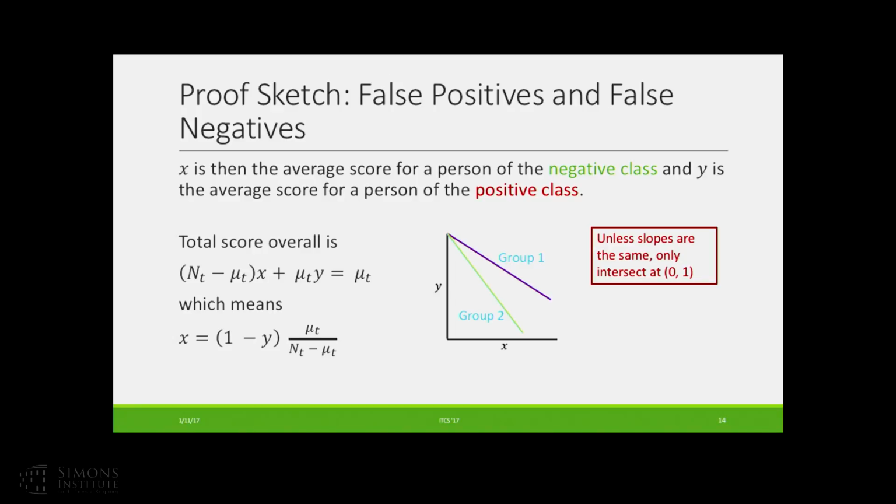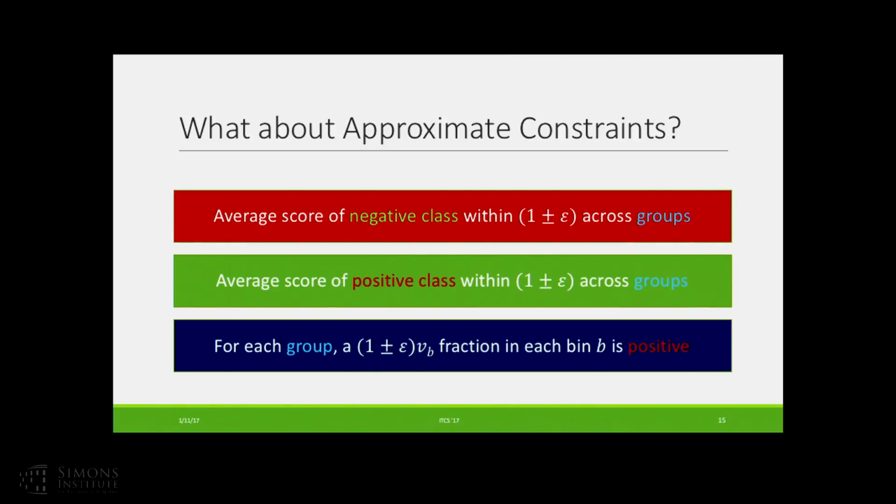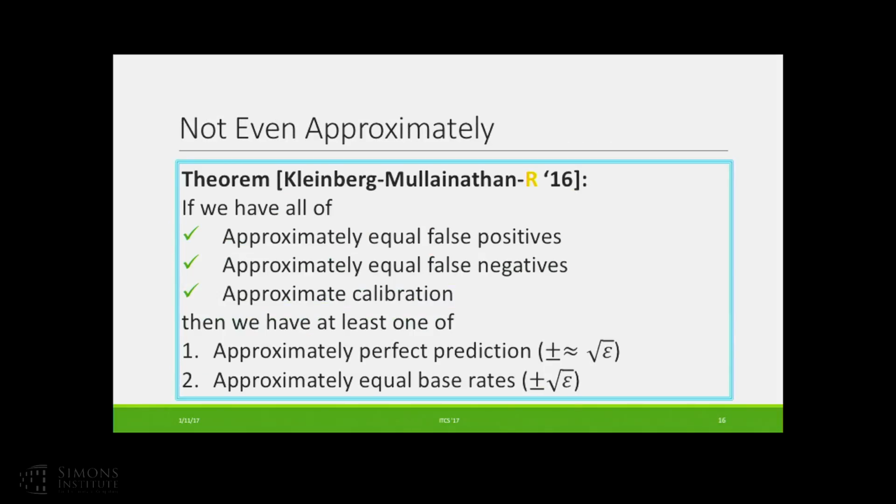Okay. And now, as computer scientists, we might think, what if I just relax things to be approximate? Can I kind of get away with cheating a little bit? And so here are some approximate constraints. I just put multiplicative 1 plus or minus epsilons in front of all my previous constraints. Now what can I do? And it turns out that the same flavor of result holds in an approximate sense. And essentially what this is saying is that if you have approximate versions of all your constraints, you have approximately perfect prediction or approximately equal base rates. Right? And so this result, in a sense, degrades smoothly as we move further and further away from our constraints being exactly true.